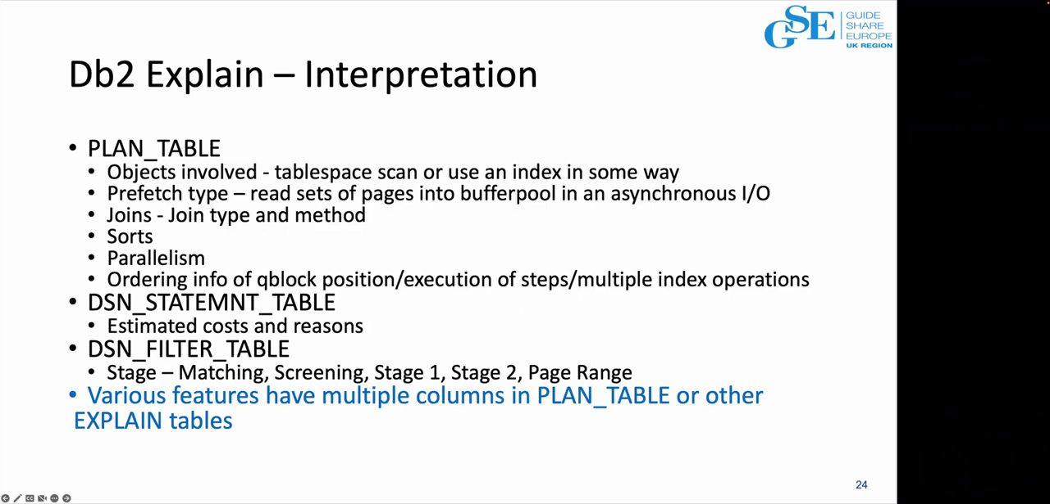Various features of the access path have multiple columns related to them in the plan table, like for joins. I think I've got an example of that coming up. And there are lots of places to look. It might not just be in the plan table, it might be in other explained tables. So if you want to see where the predicate evaluation phase takes place, whether it's before or after a join, you'd find that in the DSN predicate table.